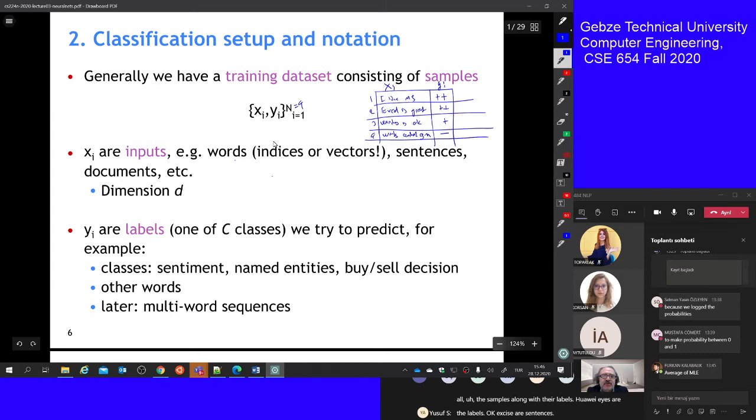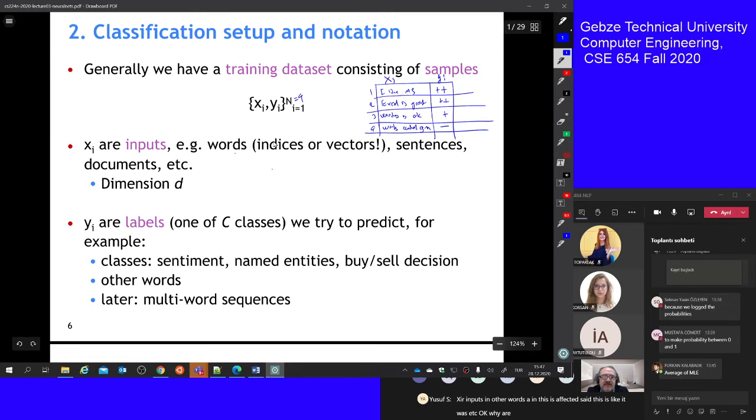Xi are inputs, in other words, indices of vectors, sentences, documents, etc. Okay, yi are the labels. And we try to predict the classes, sentiment analysis or named entities or buy sell decisions, etc. And then later we are going to do more complicated inputs and label stuff. So they give us these kind of data sets, or we find them.